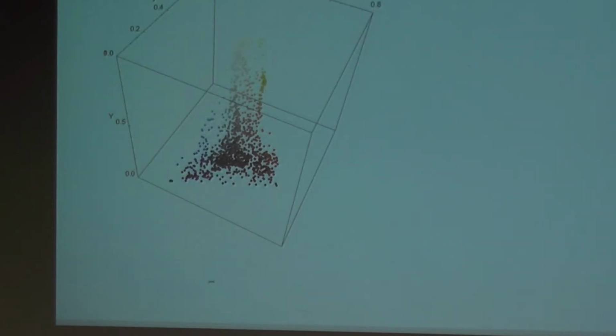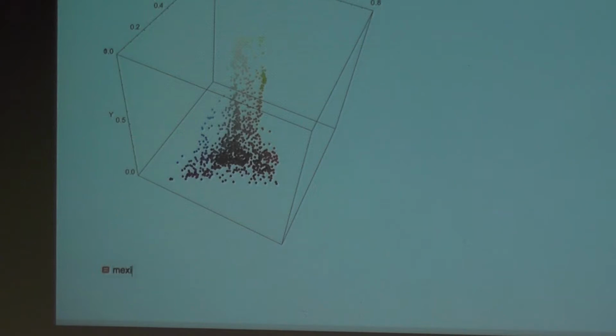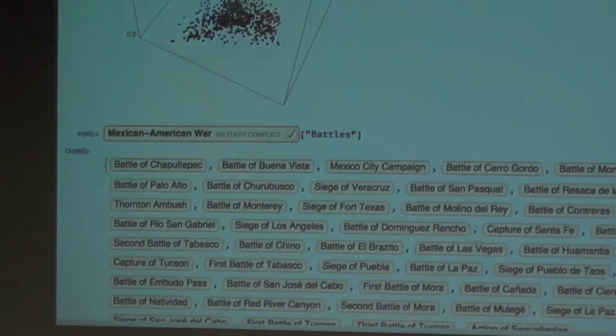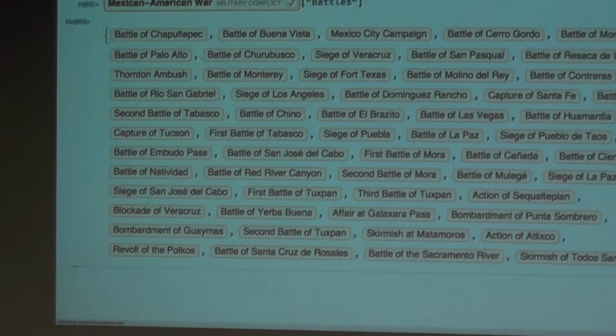So there are lots of kinds of data about the world. Here's another kind of thing. Let's pick something like the Mexican-American War. This is a very different kind of data. We could say, for example, what were the battles that occurred in that war? And we could probably get those.